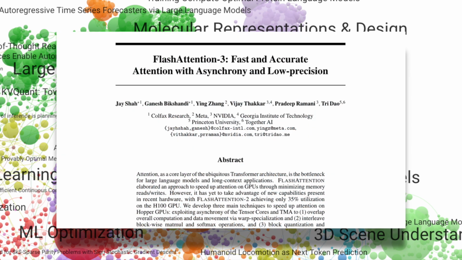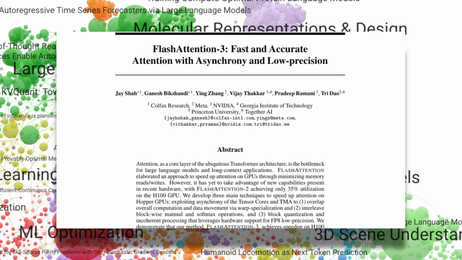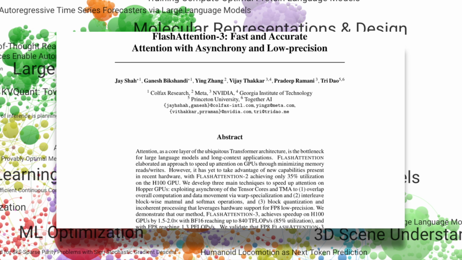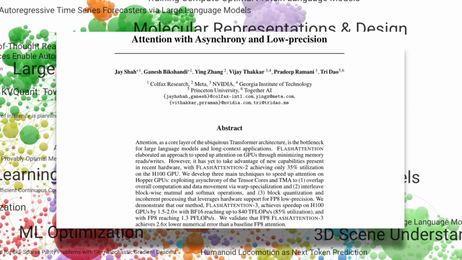Speaking of attention, FlashAttention-3 pushes the envelope with an asynchronous, low-precision mechanism that significantly speeds up attention computations on GPUs. A big step forward for efficient training and inference.